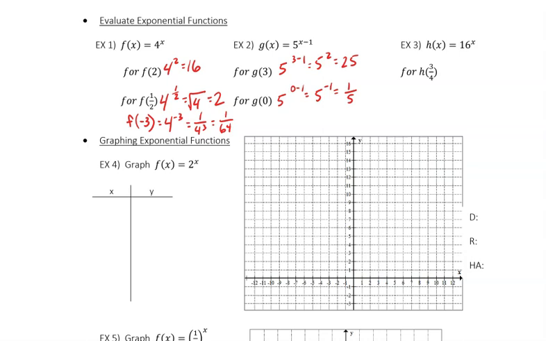All right, last one, example 3, 16 to the x for h of 3/4. So we're going to plug in the 3/4. If we plug in the 3/4, remember, top is the power, bottom is the root. So we can really think of this as the 4th root of 16 cubed. 4th root of 16 is 2, and 2 cubed is 8.